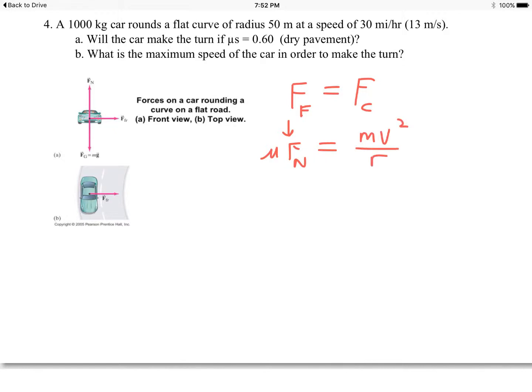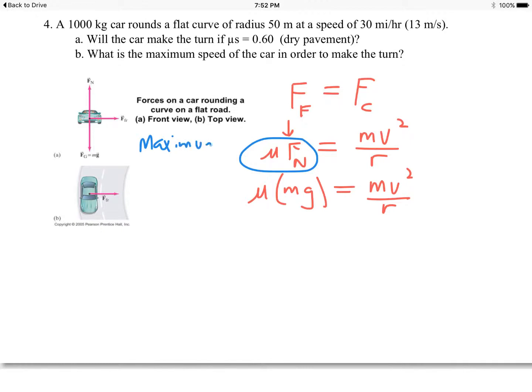Once again, if you're on a flat road, which we are in this case, the normal force, F sub n, as you should see in the diagram, is equal to the force of gravity, the weight of the car, which is mg. So that equals mv squared over r. Now, one thing to note: mu times Fn gives me the maximum friction I can have, because this is actually static friction.